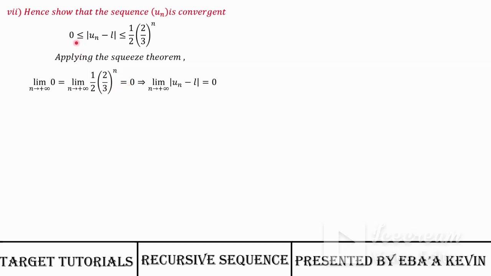Since the limit of the left hand side and the limit of the right hand side give us 0, it implies the limit of the middle term will also give us 0 as n tends to positive infinity. So since the limit as n tends to positive infinity of the absolute value of u_n minus L gives us 0, it simply implies that the limit as n tends to positive infinity of u_n is equal to L. And since we know that L is unique, that is, L is finite, we can conclude that our sequence u_n is convergent.